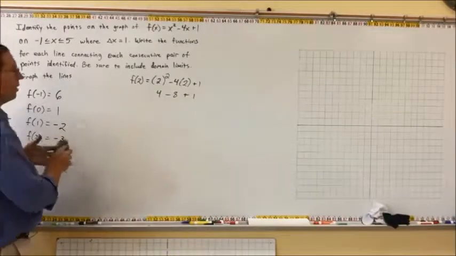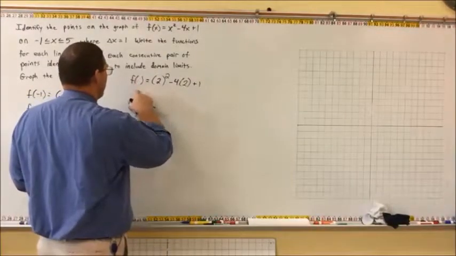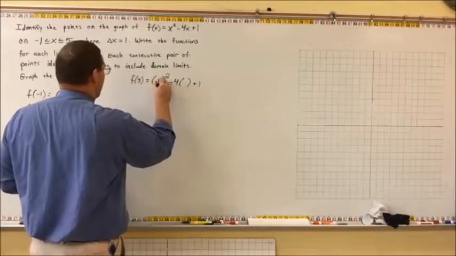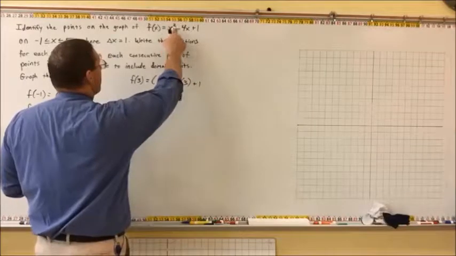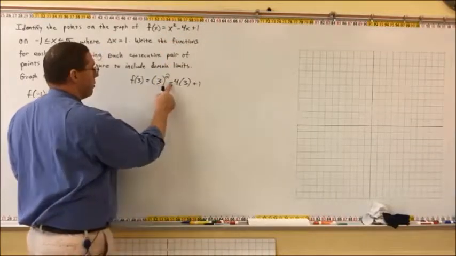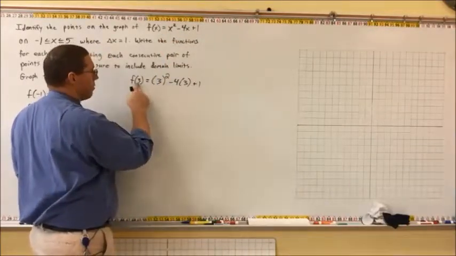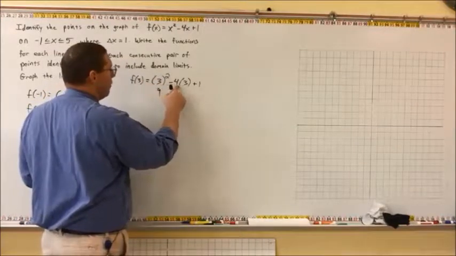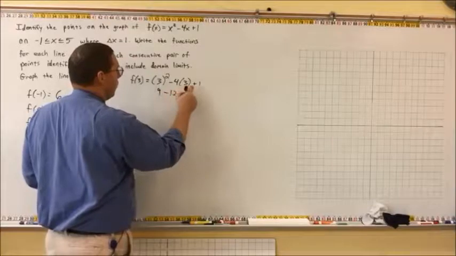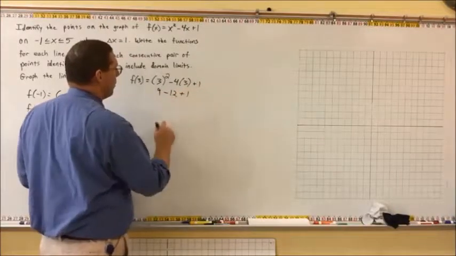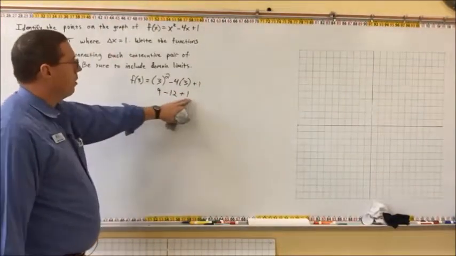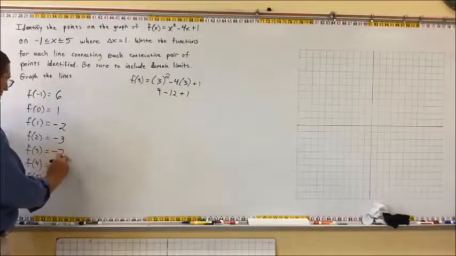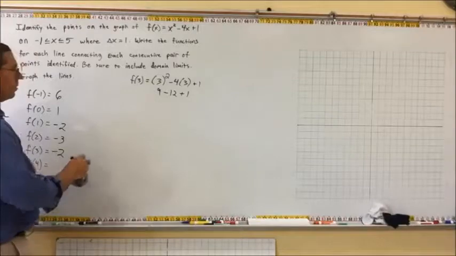Now we're going to plug in 3. Put a 3 here, put a 3 here, put a 3 here. Remember, we're plugging these into x squared minus 4x plus 1. And when x is 3, we put a 3 here. 3 squared, that's 9. -4 times 3 is -12, plus 1. 9 minus 12, that's negative 3, plus 1 is negative 2. So f of 3 is negative 2. Now let's plug in 4.